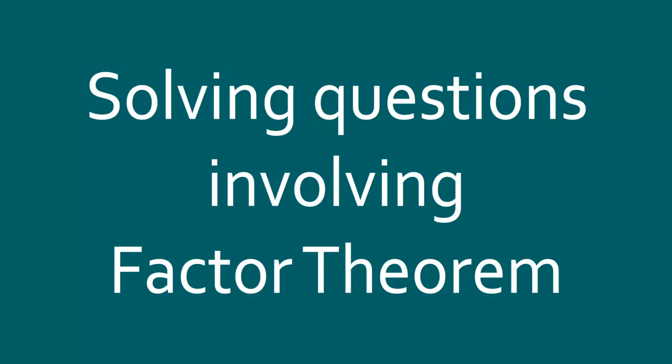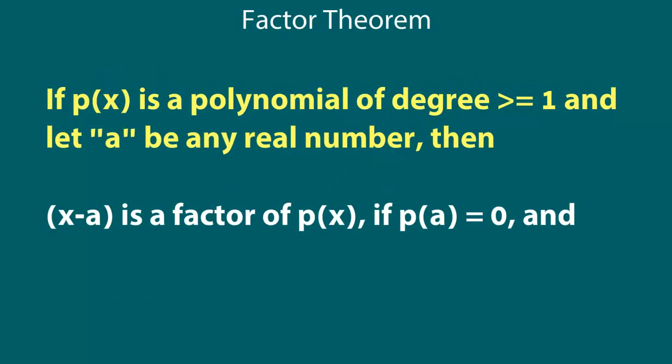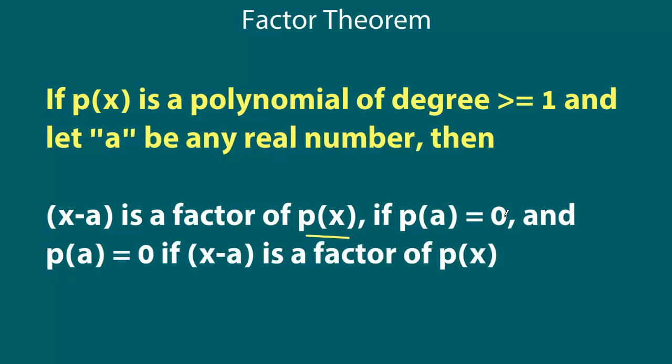Let's take a look at how we solve questions involving factor theorem. Now, we know what factor theorem is. Factor theorem simply states that if p(x) is a polynomial of degree greater than or equal to 1, and if a is any real number, then if the remainder is 0, x minus a must be a factor of p(x). Similarly, if it is given that x minus a is indeed a factor, then the remainder must be equal to 0.